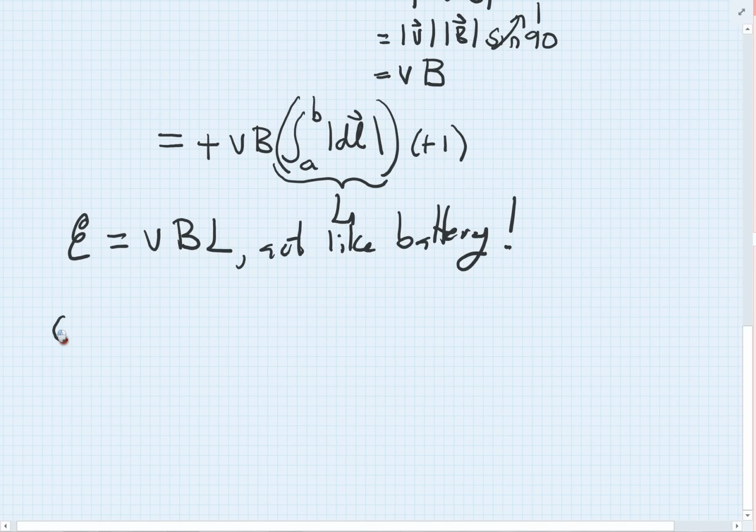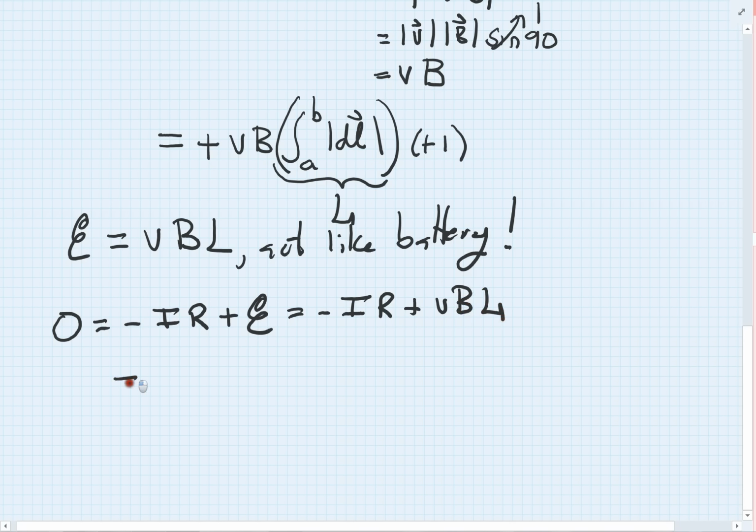So we determine then that 0 will be minus IR plus this EMF. So that then tells me that 0 is equal to minus IR plus VBL. And we can solve then. IR would go on to the other side of the equation with a plus sign. And to solve for I, we then have to divide by the factor of R that came along with it. And we're left just then with VBL over R.